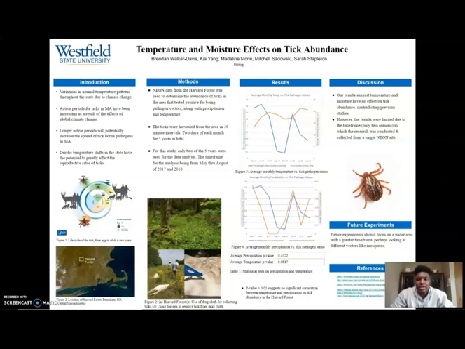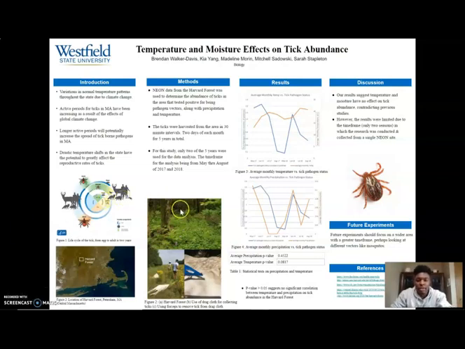For these datasets, the ticks were harvested from the area in 30-minute intervals, 2 days of each month for roughly 5 years in total. This data that had the results for tick pathogen abundance was then observed and compared with the NEON data for the precipitation and temperature during the same time frame.